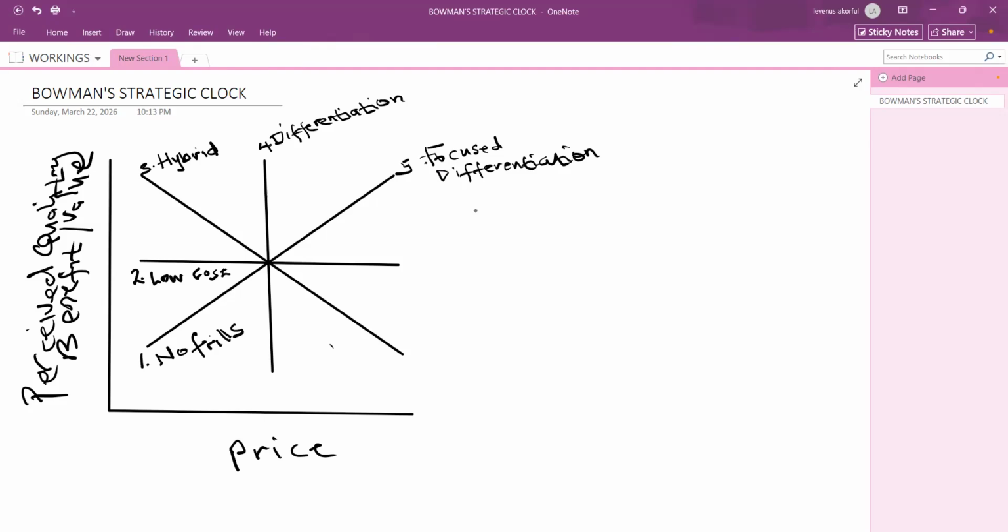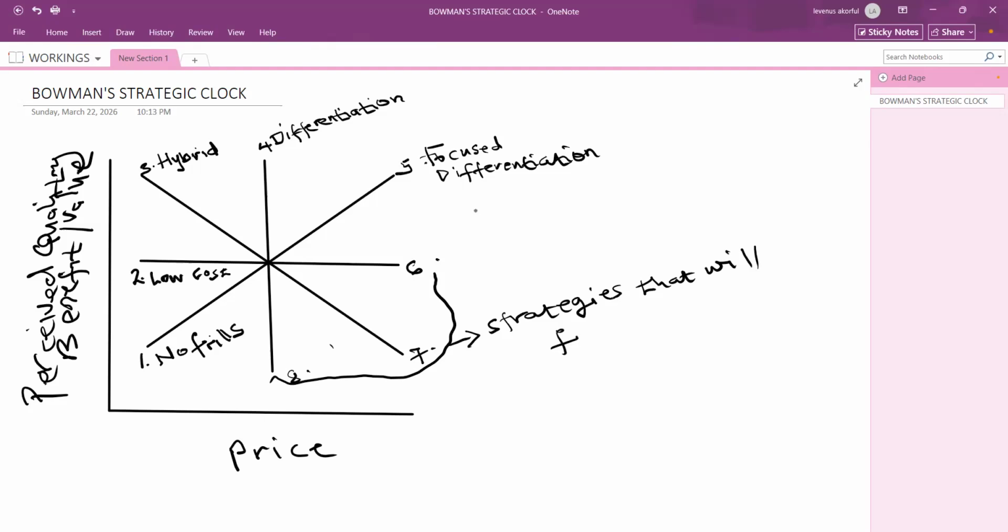Right. Now, these ones, 6, 7, and 8 here, they are those strategies that Bowman said will fail in the long run. All right. Now we've drawn our diagram neatly. Let's try and name them.